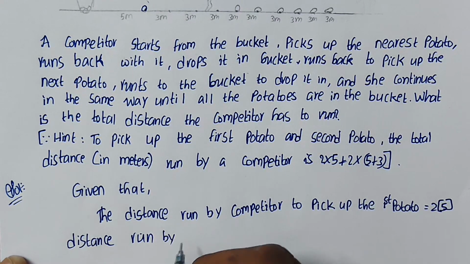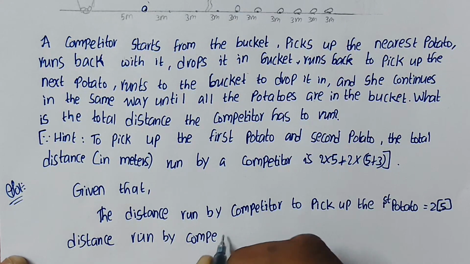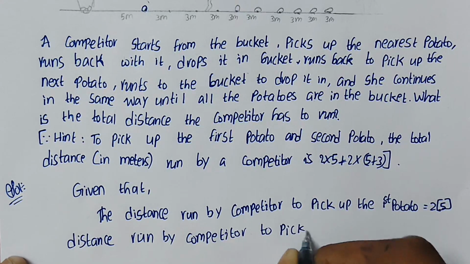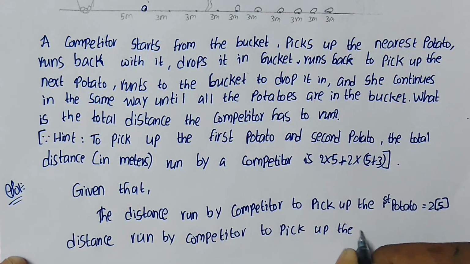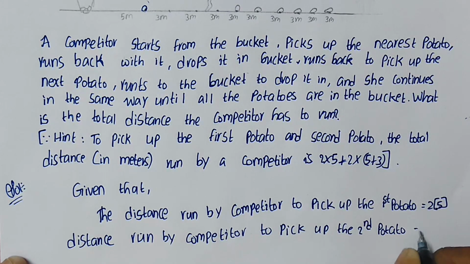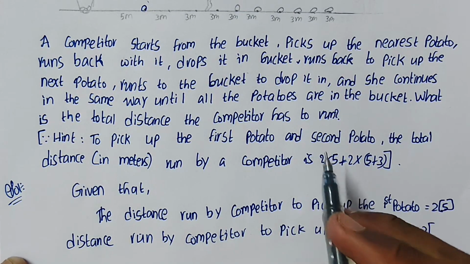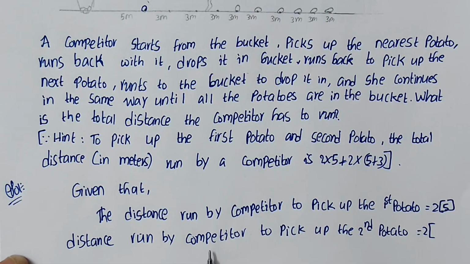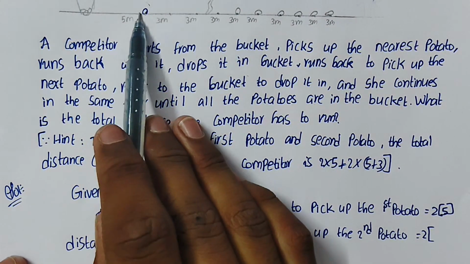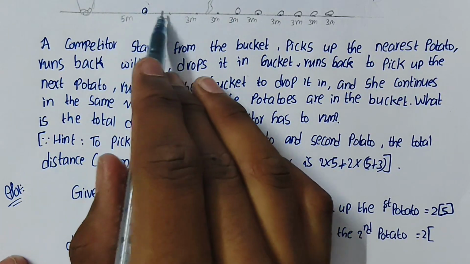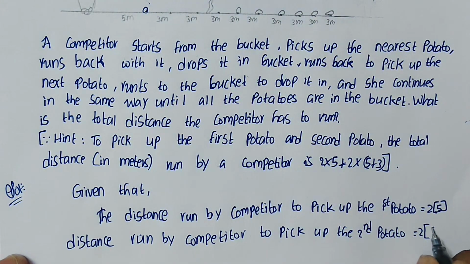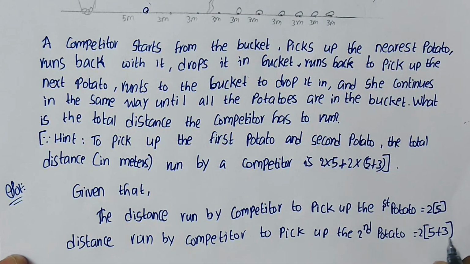After that, the distance run by the competitor to pick up the second potato equals 2 into, the distance run by the competitor to pick up the second potato is 5 plus 3. So 5 plus 3 into 2, because she came here and went there. So 2 into 5 plus 3.